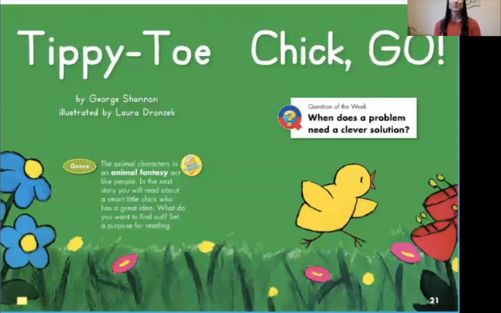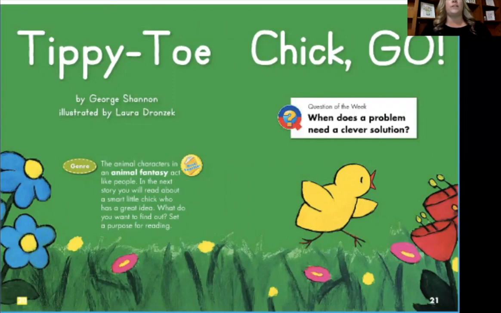Now we are going to start reading our text. The title of the story is Tippy-Toe Chick, Go. It is written by George Shannon and illustrated by Laura Dronzik. In the picture, I see a little chick that looks like she is running across the grass.